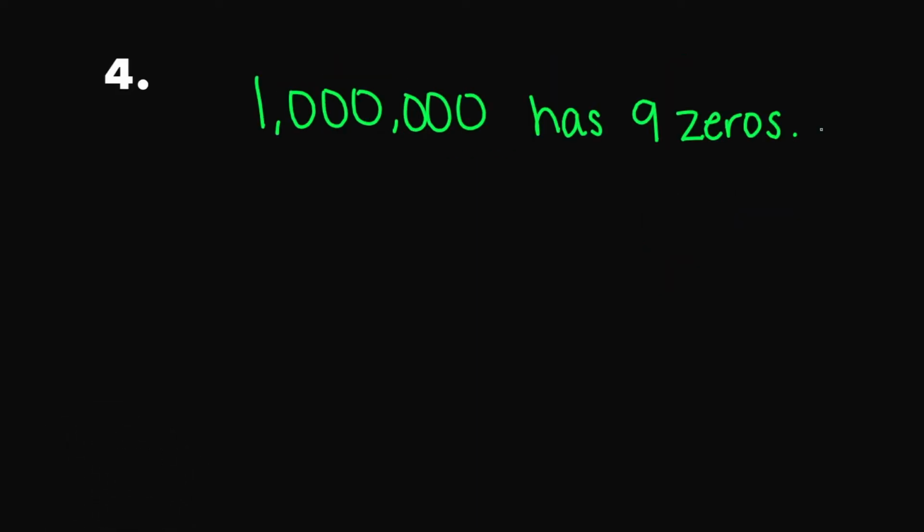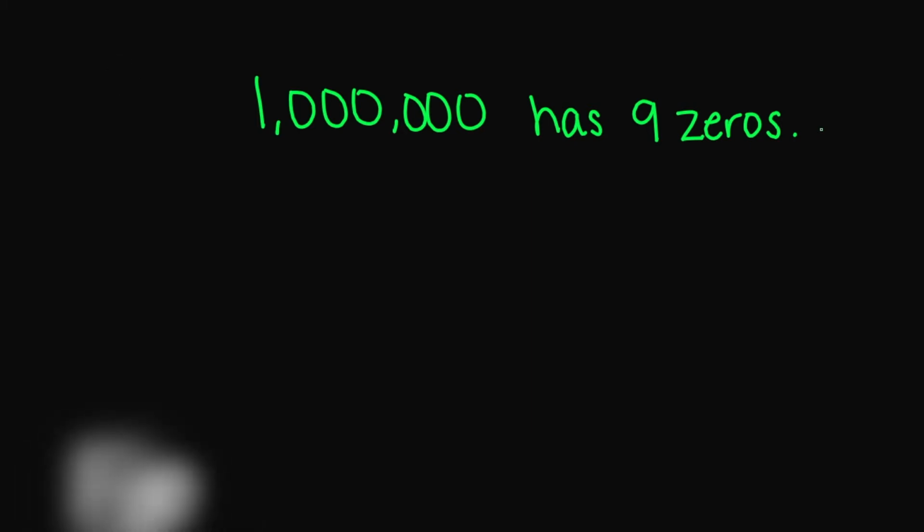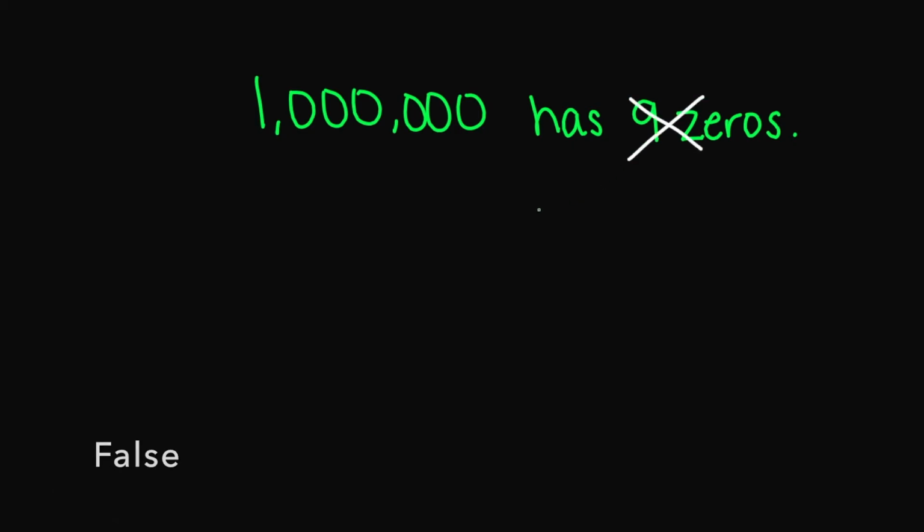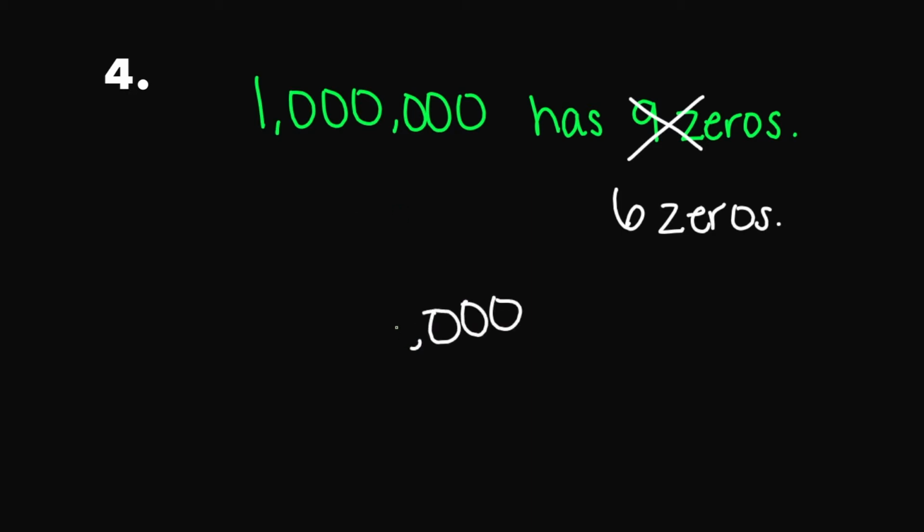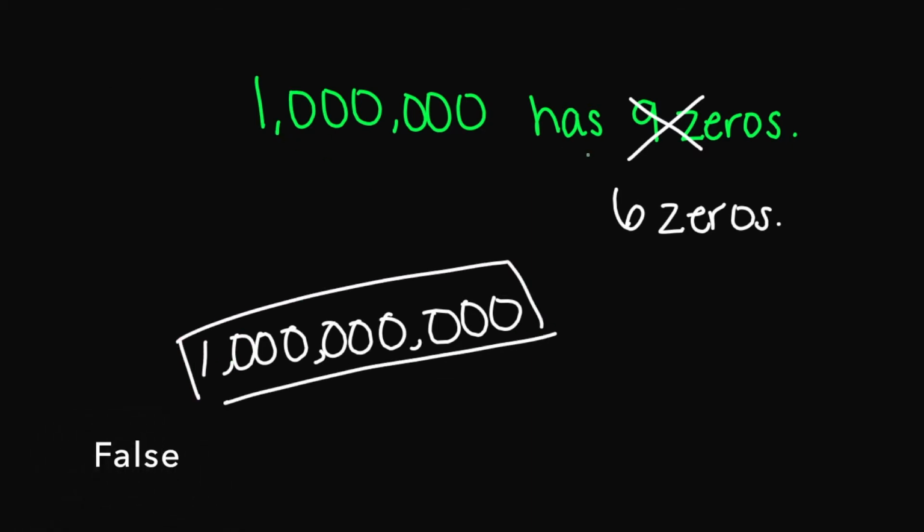Let's look at the next question. The number 1 million, this number here is 1 million. The number 1 million has 9 zeros. Is this true or false? And this is false. The number 1 million does not have 9 zeros. The number 1 million has 6 zeros in it. And the number 1 billion has 9 zeros. So it's going to look like 1, 2, 3, 4, 5, 6, 7, 8, 9. This is the number 1 billion. So this question here is false.